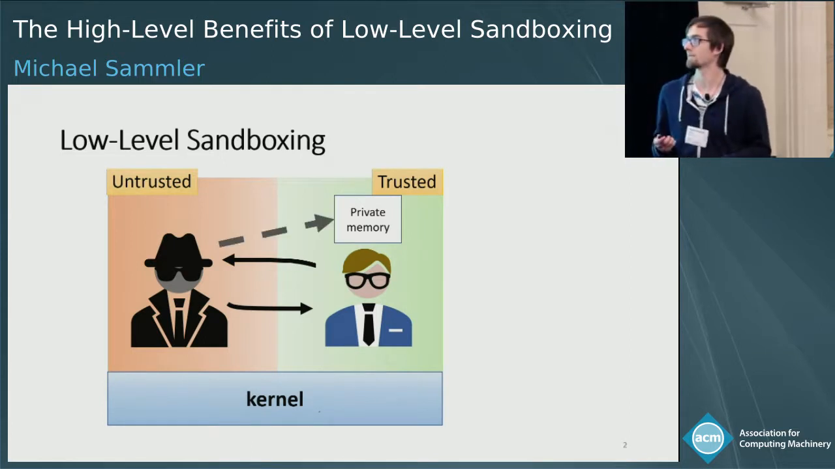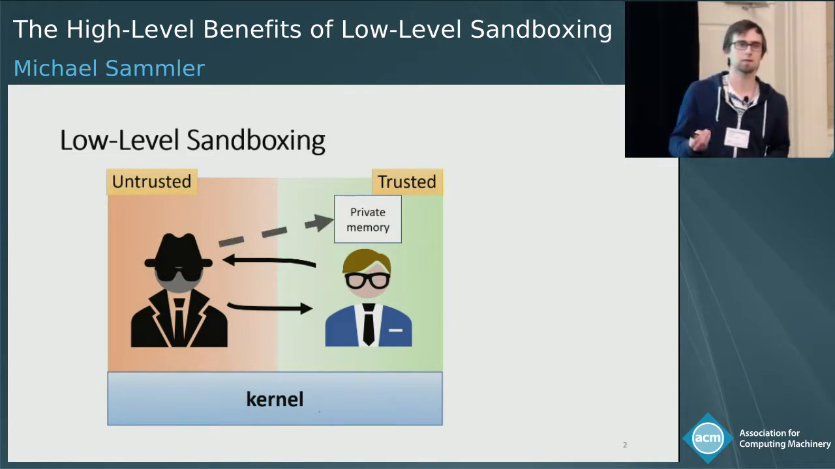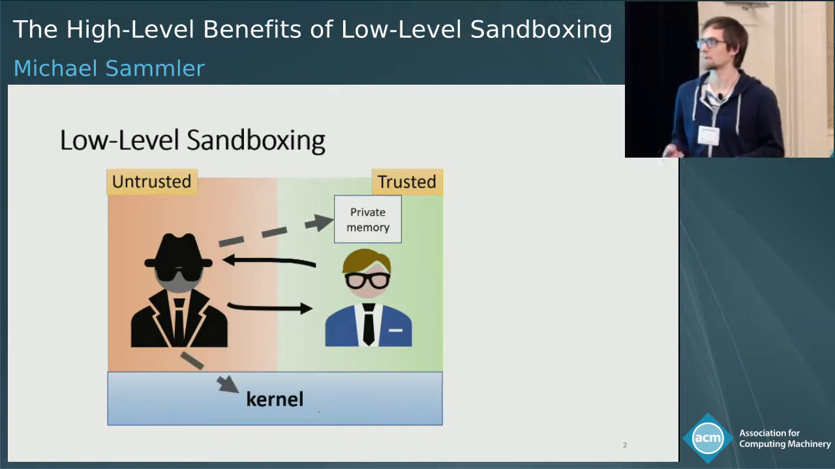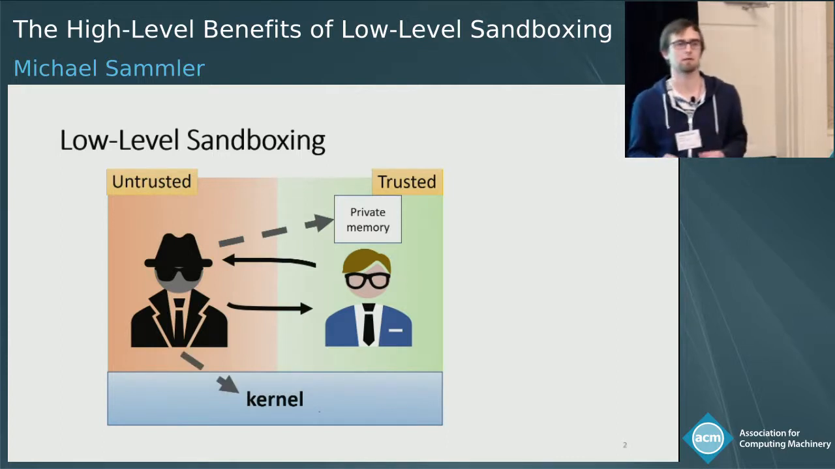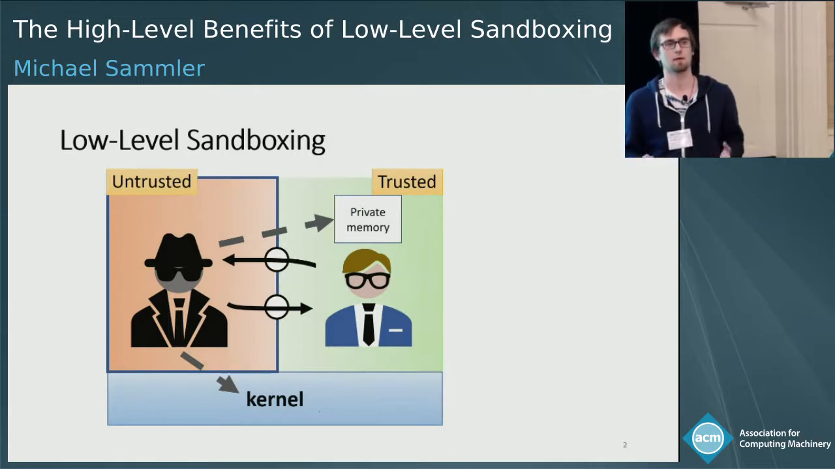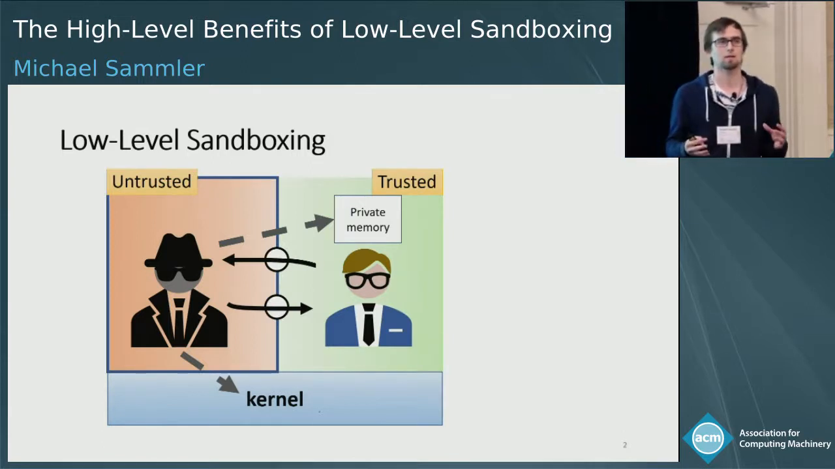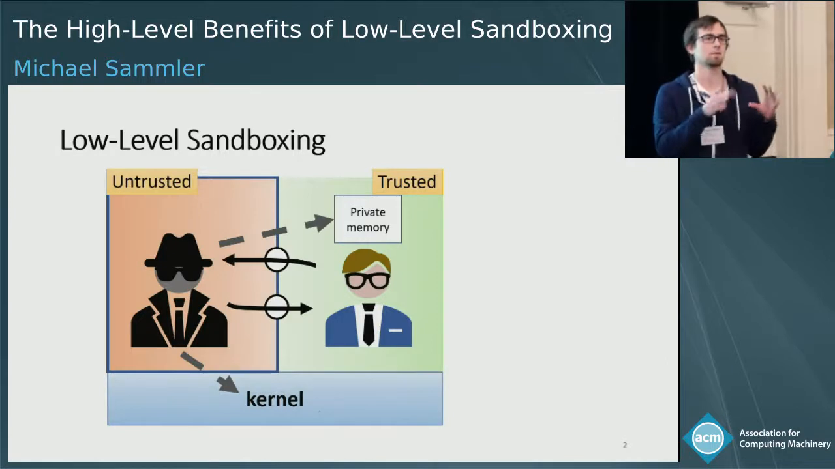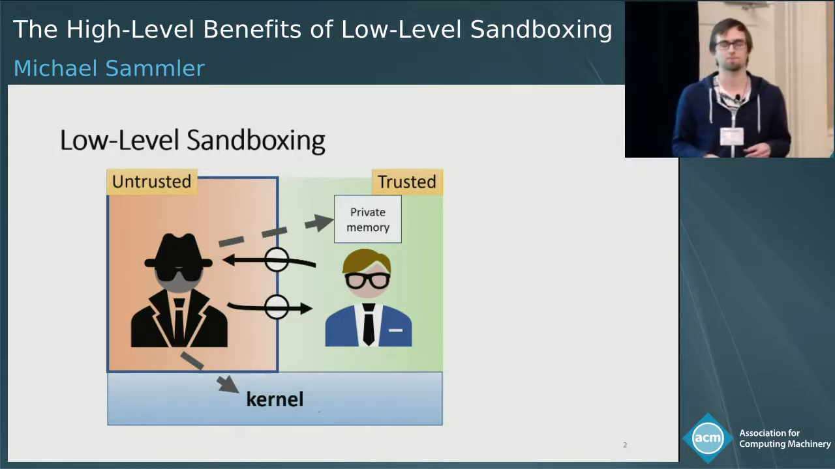So for example, in a low-level setting, this untrusted code could try to attack the private memory of the trusted code and override it with bad values. Or it could try to issue malicious system calls and take over your system. So what's often done in practice is to use sandboxing. And what sandboxing does is it isolates these untrusted parts inside an application.